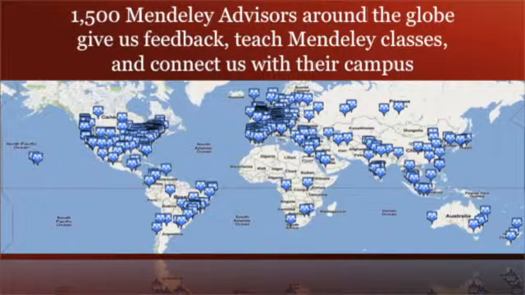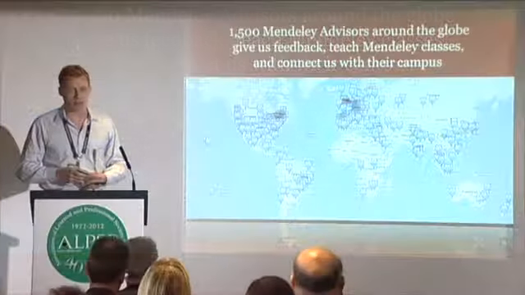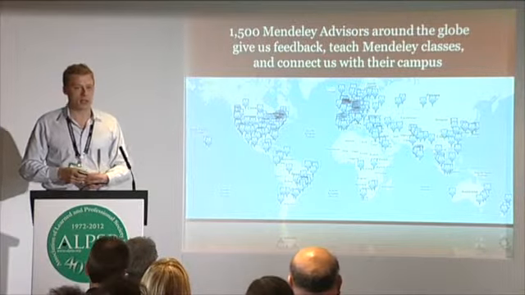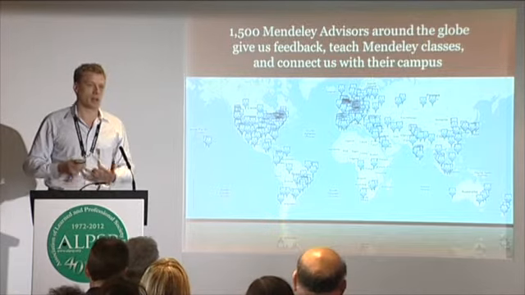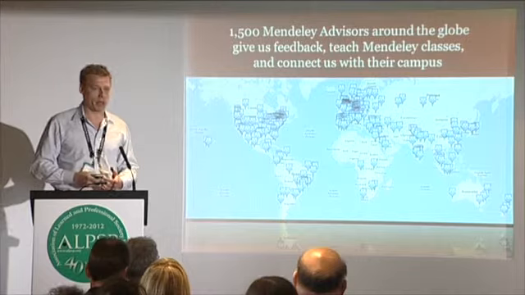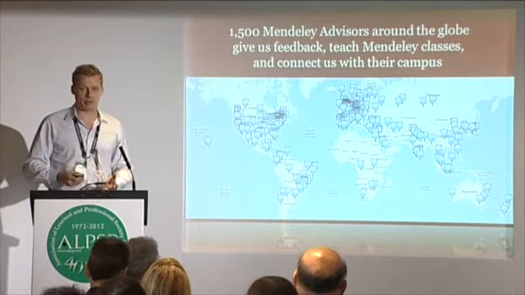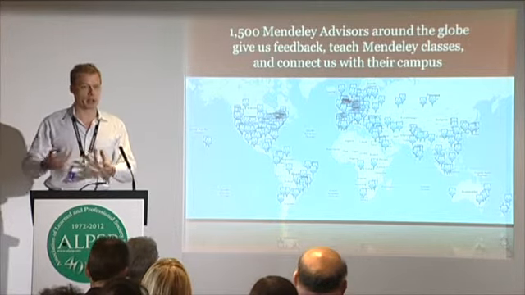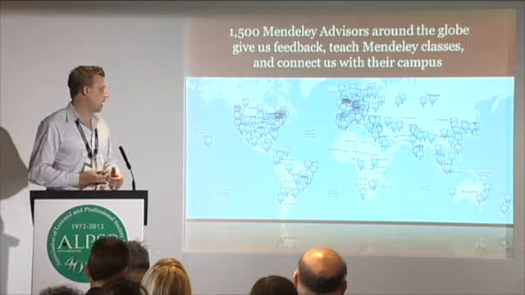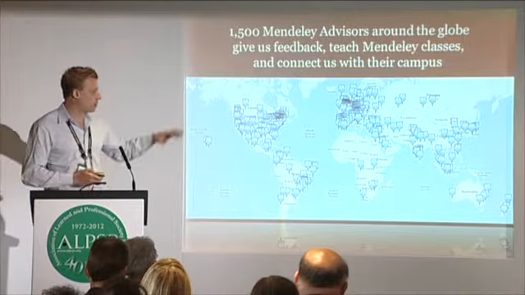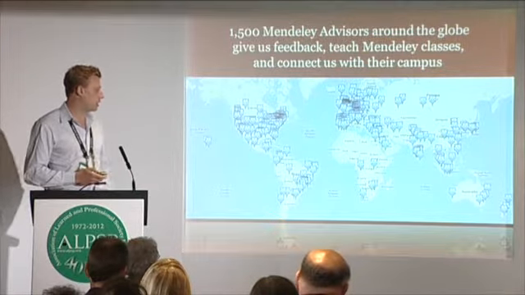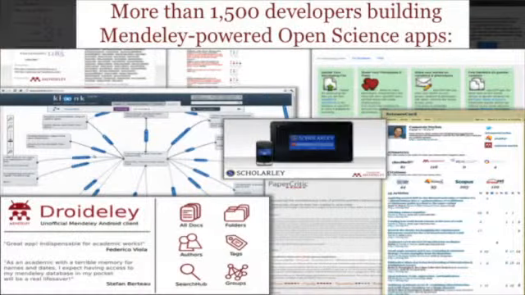Apart from the quantitative numbers showing that we get some traction, we also have some qualitative proof. We have a global network of now 1,500 Mendeley advisors. These are volunteer representatives from Mendeley on the campus. They just think what we're doing is really helpful to them, and they want to support our efforts in spreading access and spreading research, and they support us in that effort. They're spread around the world, and you can see that as well on Mendeley's homepage, where they're located.